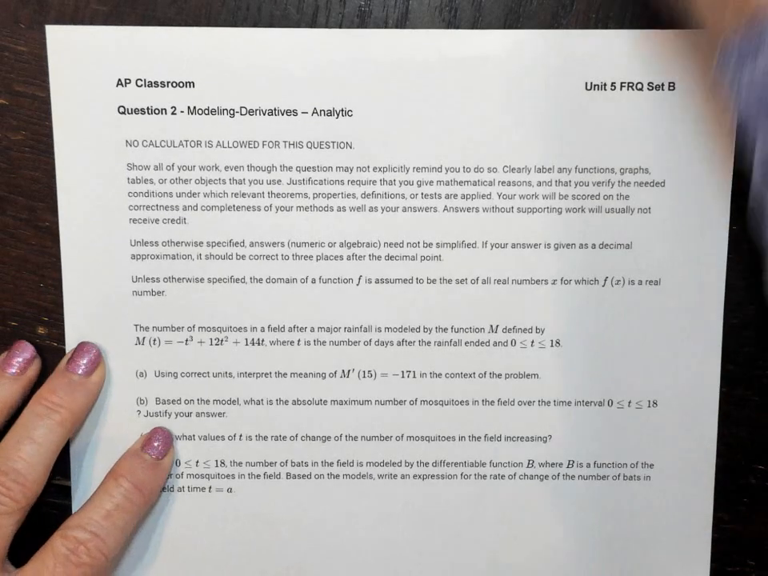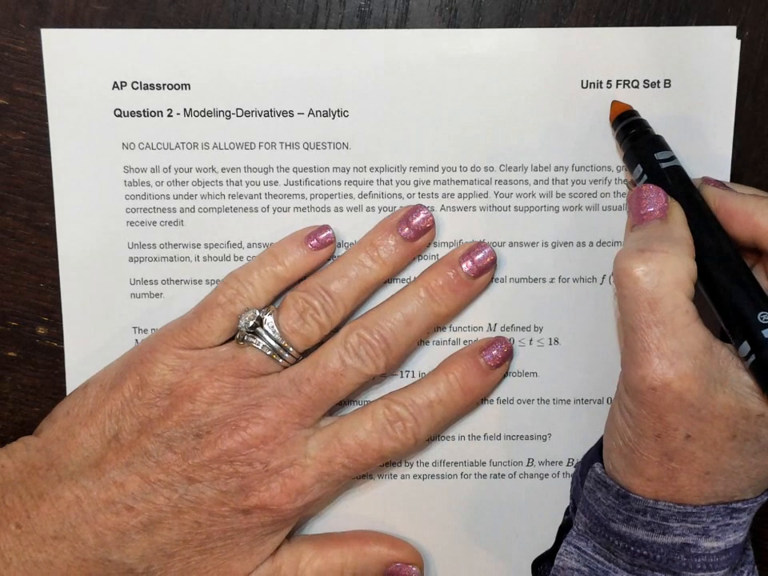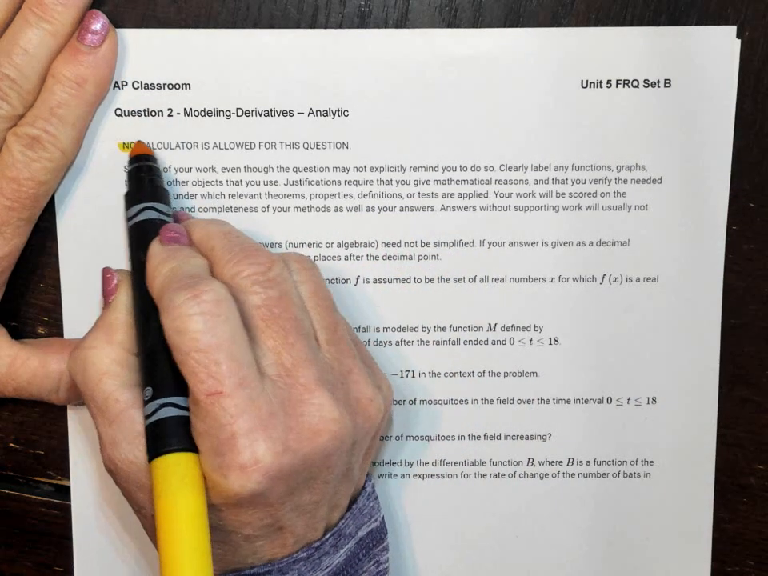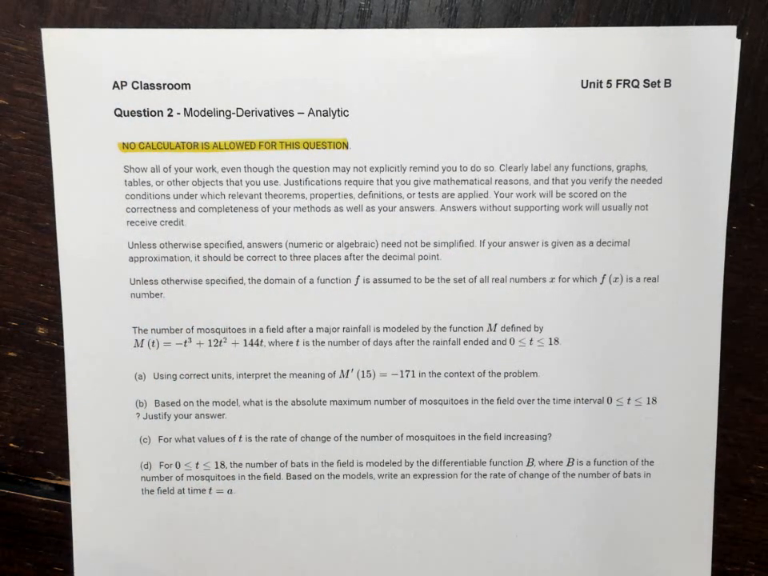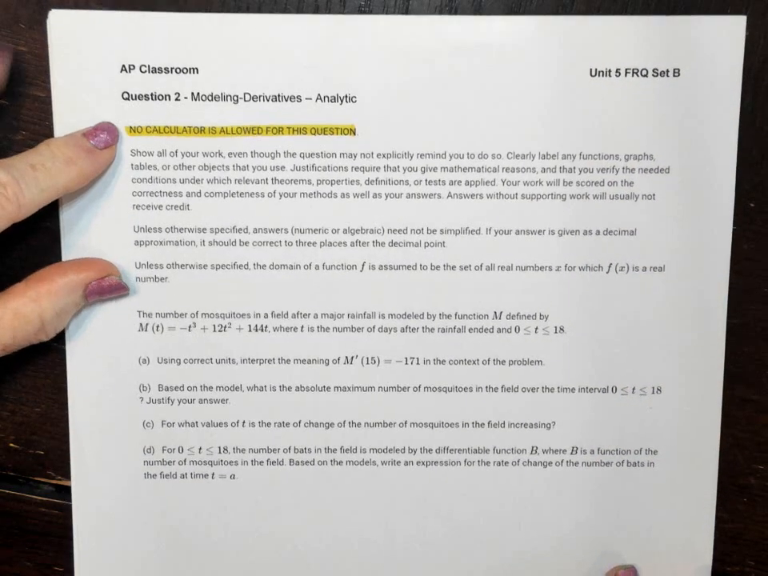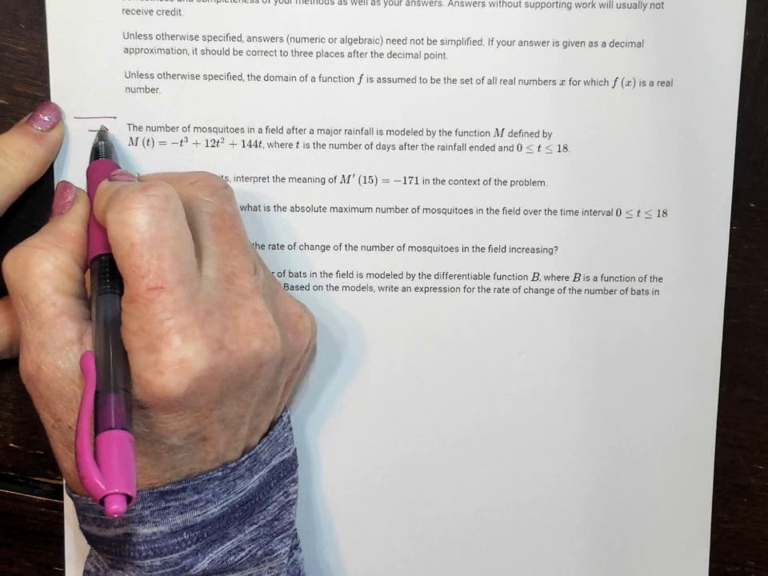Okay, here we go. AP Classroom, Unit 5, free response question set B, question 2. No calculator is allowed for this question. All right, background information here. This problem actually starts right here.